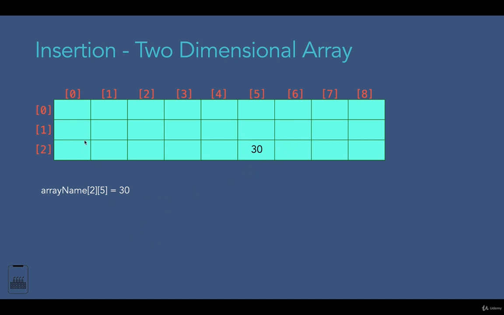Now for example, if I want to insert an element at the first element of this array, which is located at row 0 and column 0, then we just need to put the array name, and in the row index we put 0 and in the column index we put 0 again. So in this case 50 will be inserted over here.